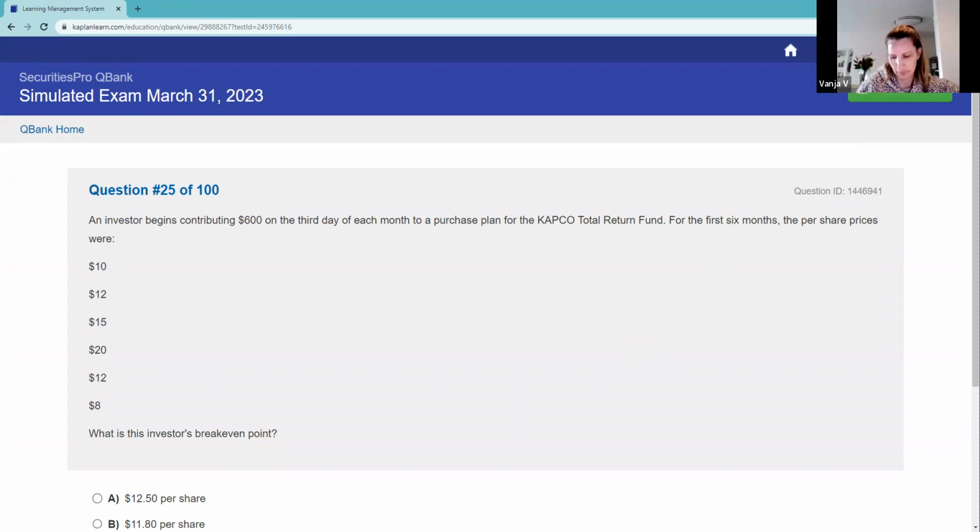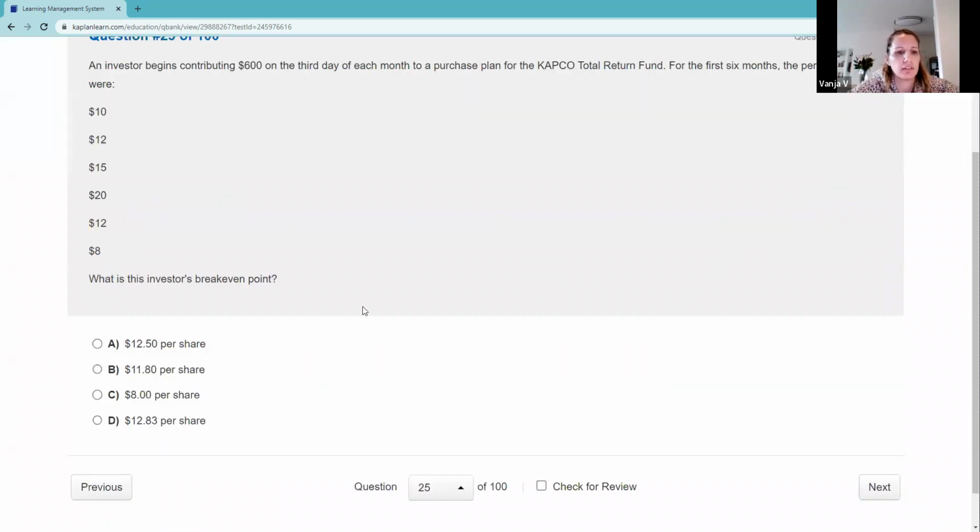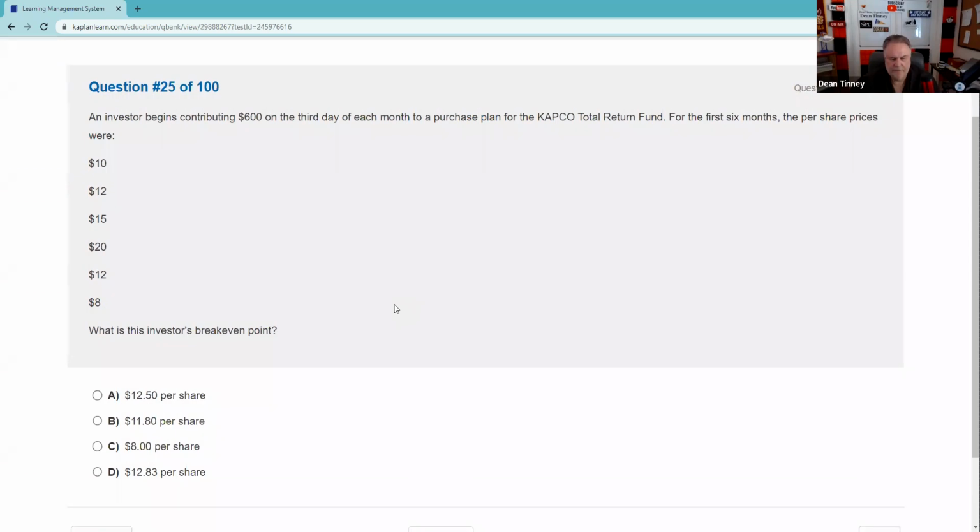1, 2, 3, 4, 6. Would you be so kind and just scroll a little, because I only see options A and B. You want to see what your options are? There are your options. One of those is correct. Well, 1, 2, 3, 4, 5. It looks like 12.83 per share. D.